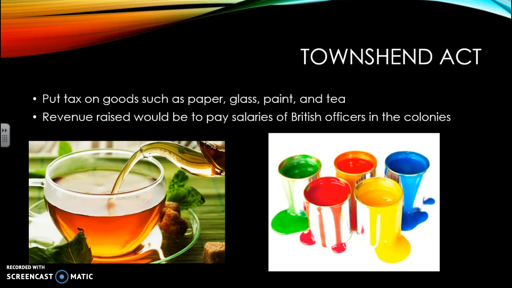The Townshend Act. The Townshend Act put tax on goods such as paper, glass, paint, and tea. The revenue raised would be used to pay the salaries of the officers in the colony. So now you have the Quartering Act where you have to take care of them. Then you had a tax on things that you use all the time just to pay for them to be there. Again, these types of things angered the colonists.